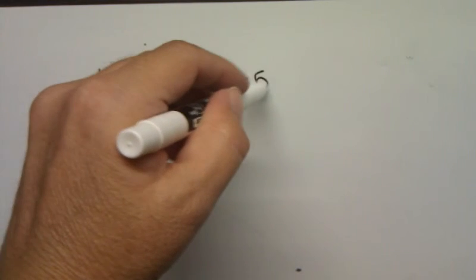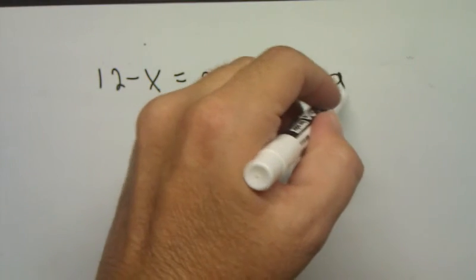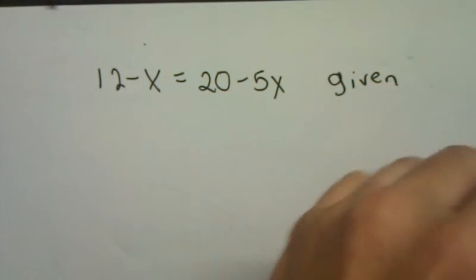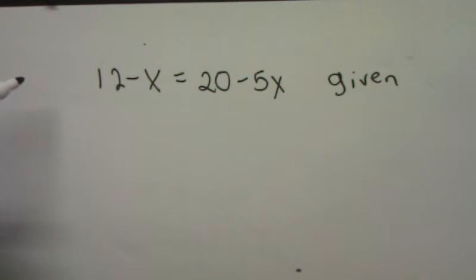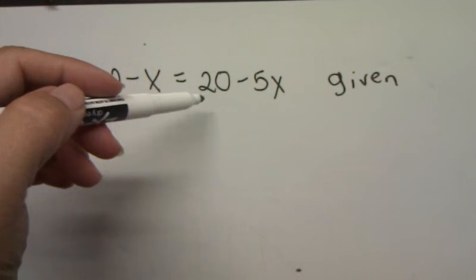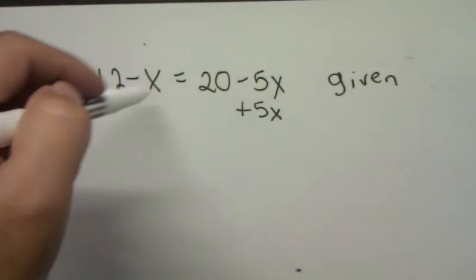We have the given: 12 minus x equals 20 minus 5x. Okay, this is given. Now what are we going to do next? Well, let's get rid of the x first. We have to add 5x to both sides.